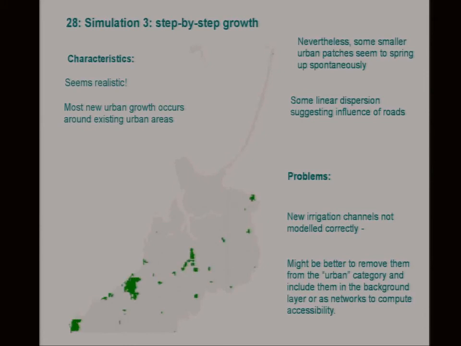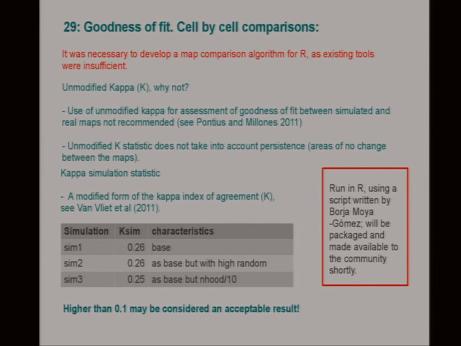I've seen a lot of simulations that look like mushrooms or algae blooms. This doesn't look like that. It seems to be growing step by step. There are some problems, but we've got some good things. Some smaller urban patches do spring up spontaneously, which reflects reality to a certain extent. There's a bit of linear dispersion reflecting the influence of accessibility. I need to take the irrigation channels out of this map, as you can see, because we don't grow new irrigation channels alongside existing ones. These are problems that can be solved.